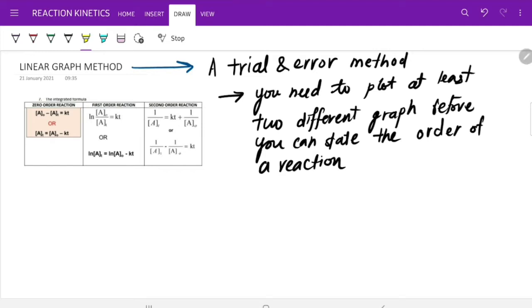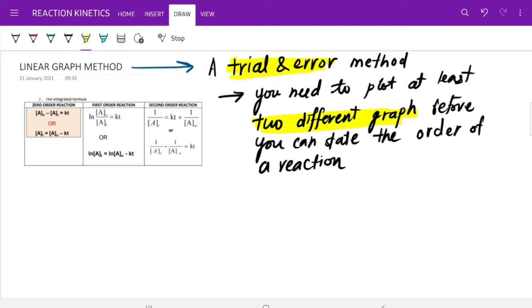For me, the linear graph method is more like a trial and error method. What does it mean with trial and error? That means you cannot fix or state the order of reaction by simply referring to just one graph. So if you are using the linear graph method, you need to at least plot two different graphs before you can finally state that this is the order of reaction for that compound or for that reactant.